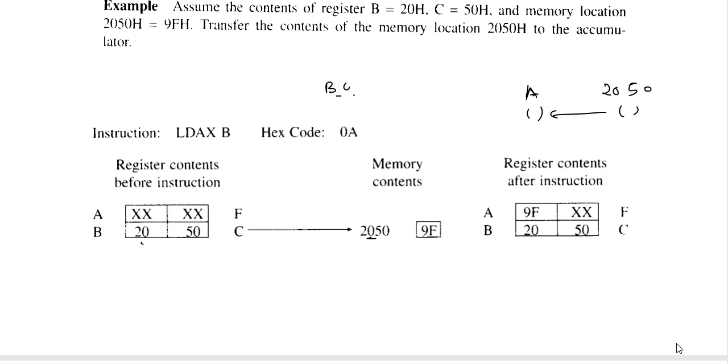For example, at this location I have 9F. So after this instruction, the accumulator will have the value 9F. This instruction is the same as LDA, but now the addressing mode is different. It is indirect addressing mode. Now we talk about how many bytes. It is a 1 byte instruction, but it has 2 machine cycles. One is opcode fetch and the other is memory read, because we are reading the memory location and moving the data from there to the accumulator.